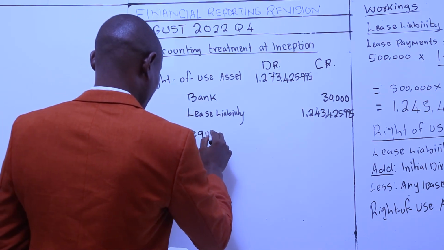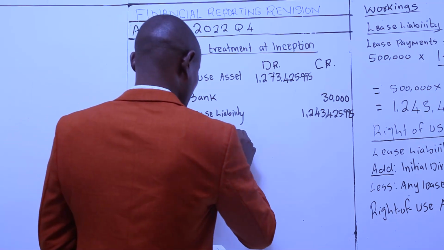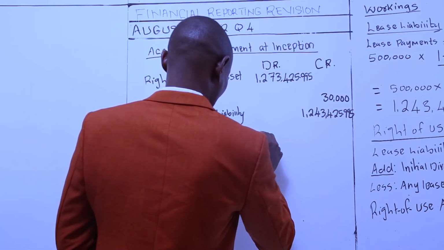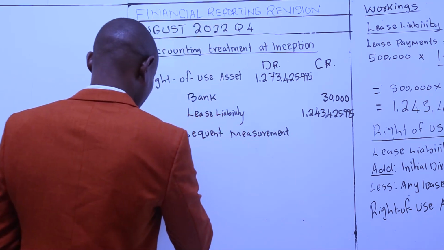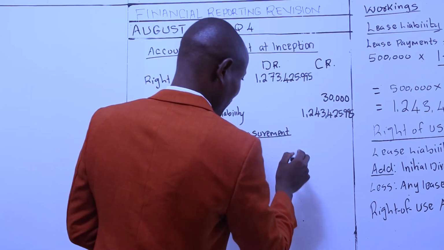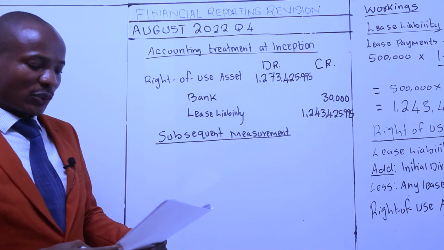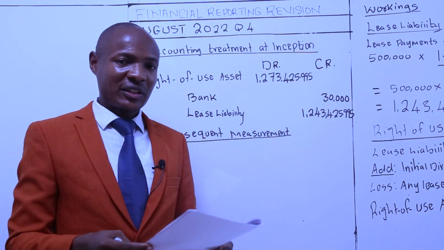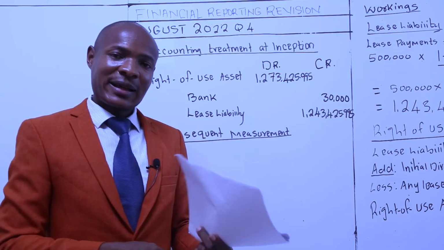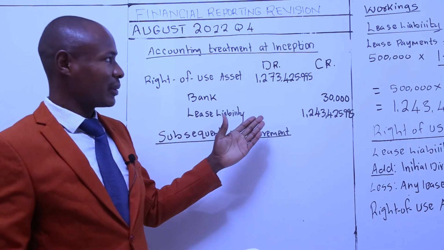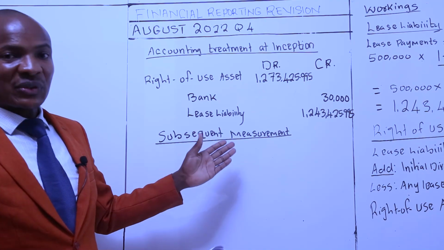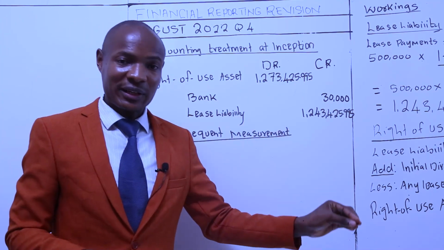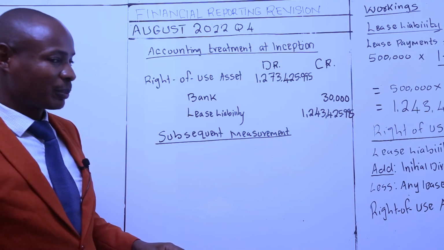Subsequent measurement. According to what the IFRS provides, after the initial treatment at inception, the second thing is that the right of use asset will be depreciated annually, of course, on the straight-line method here.